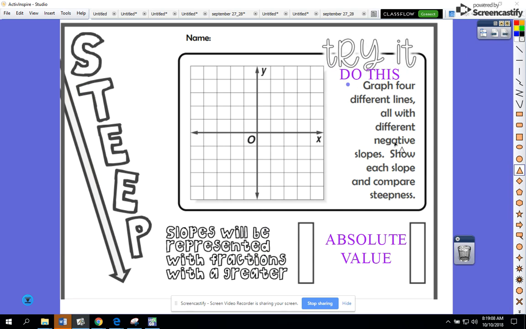Okay, go ahead and try this. Graph 4 different lines, all with different negative slopes, and show each slope and compare the steepness. So go ahead and draw 4 negative lines and see if you can highlight the one with the steepest slope. Slopes will be represented with fractions with a greater absolute value. So the steeper the slope, the greater the absolute value is.